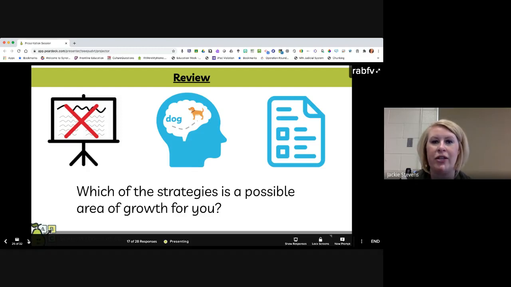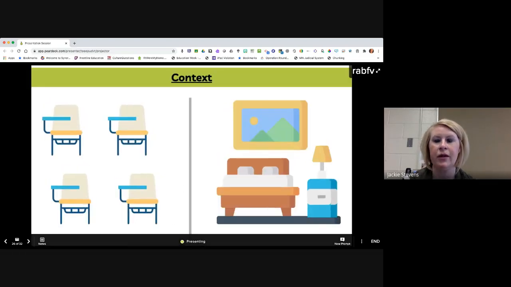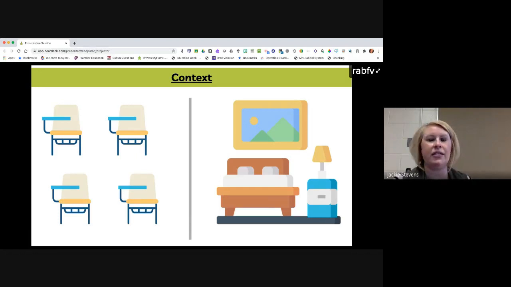Okay, 3 strategies left. And the first one is context. So now you see on this slide, we have the desks demonstrating the classroom setting, and then the bedroom. As we know, we are entering a period of time where there is very likely to be times that students are learning things at home, and then other times they're learning things at school. If we are in a hybrid model, things like that, we are prepared for any of those challenges.